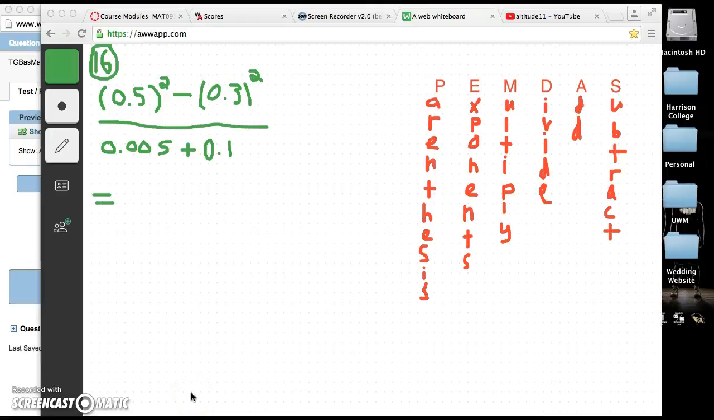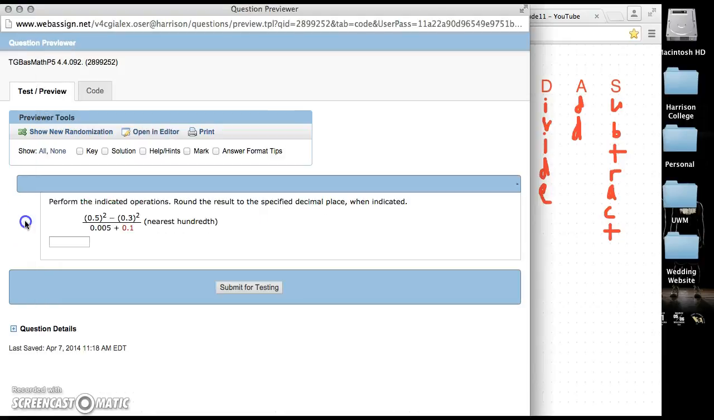All right, so we're going to take a look here at number 16 from the week 5 homework. The problem is as follows. We have 0.5 squared minus 0.3 squared, all divided by 0.005 plus 0.1. Our directions are to perform the indicated operations and round the result to the specified decimal place when indicated. And we're told here to round to the nearest hundredth. We'll have to keep that in mind at the very end of the problem.